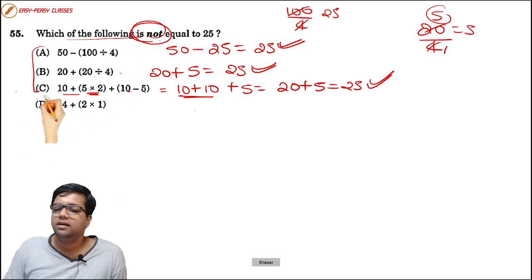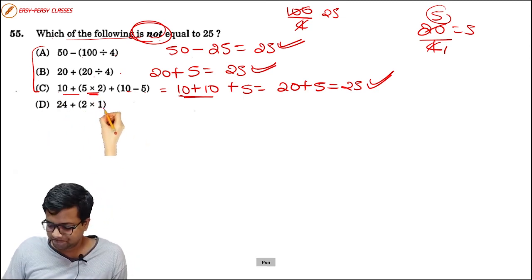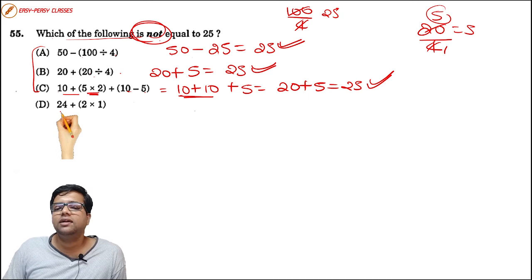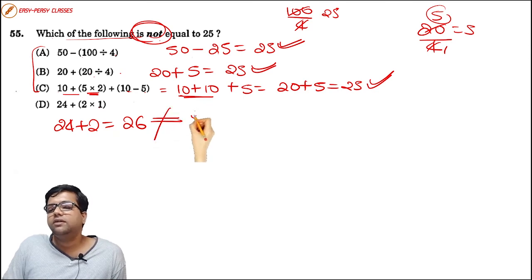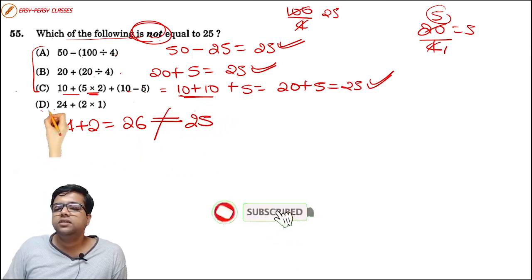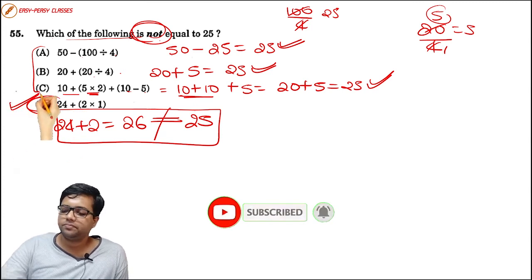You can blindly fill your OMR, but for the sake of discussion let us calculate this as well. 24 plus 2 into 1 is 2, which becomes 26, which is not equal to 25. So this is our right answer. Option number D is the right answer.